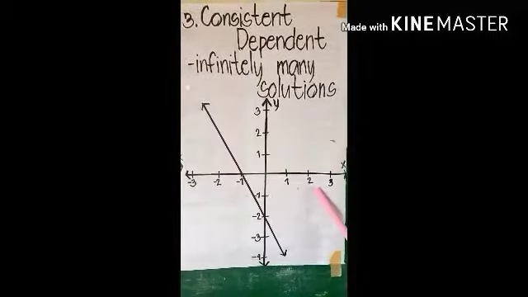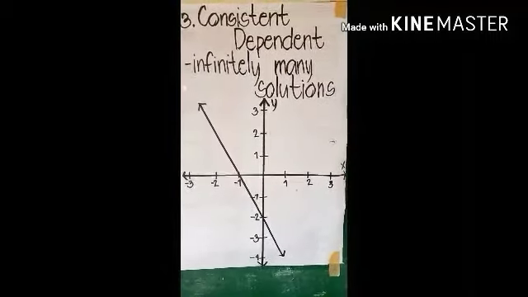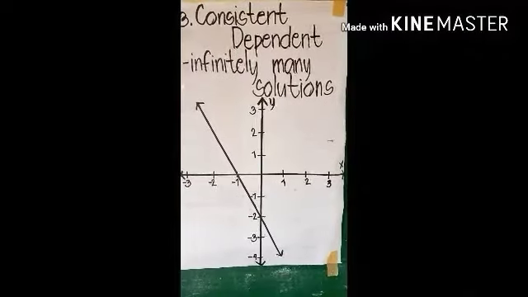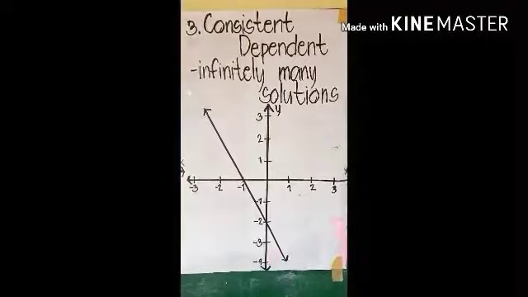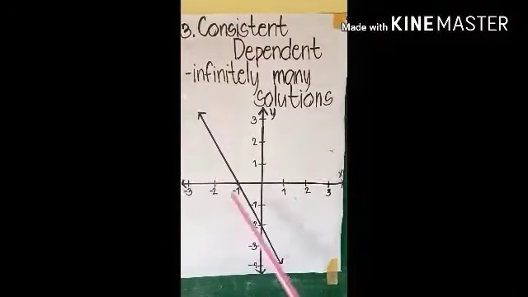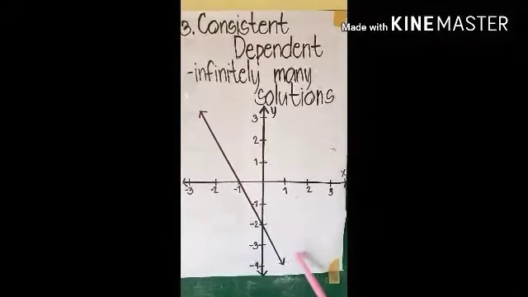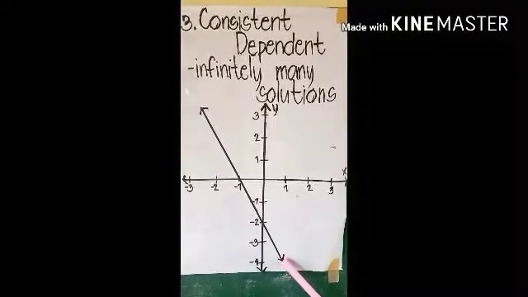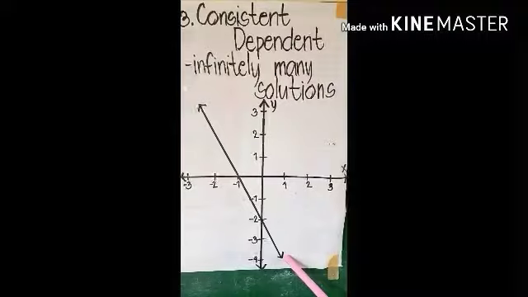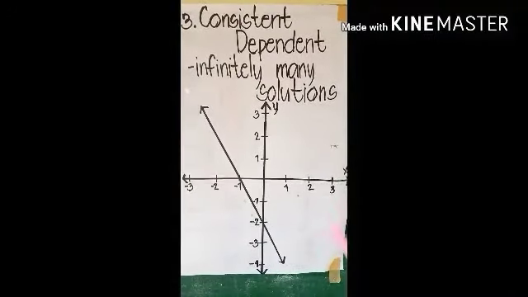The third kind or type is the consistent dependent. It has many solutions, since when we graph the linear function, there will only be one graph. So they meet at every point of the line. So the solution is infinite.